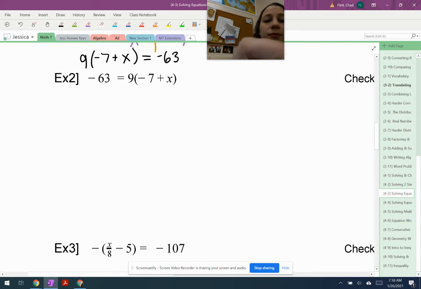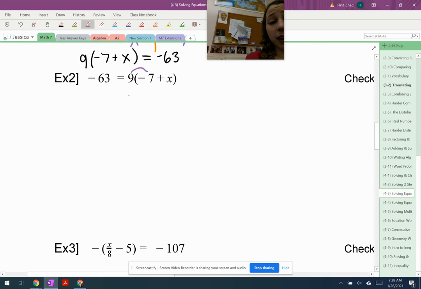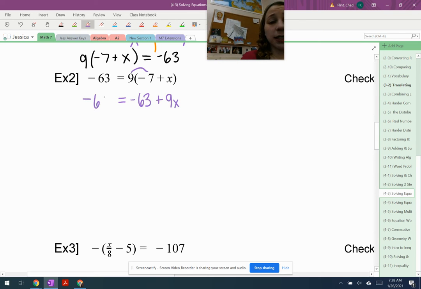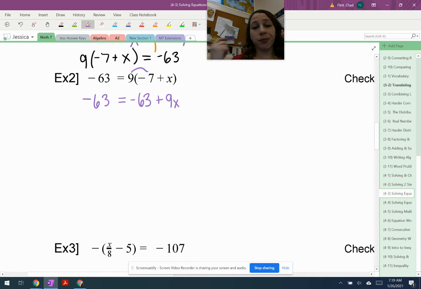Weird way. All right. So starting with any distribution first, I can see that I have that 9 on the outside of the parentheses that I need to deal with. So 9 times negative 7 is going to be a negative 63. 9 times 7 is 63. That's right. I'm going to double check myself because I'm questioning myself because that's what I do. And 9 times x is a positive 9x because that's plus 9x. And my negative 63 carries down.